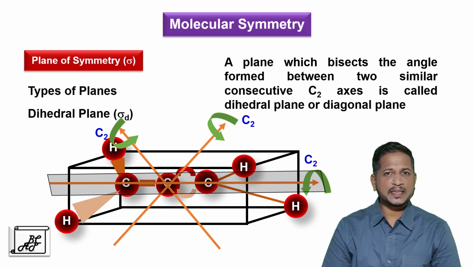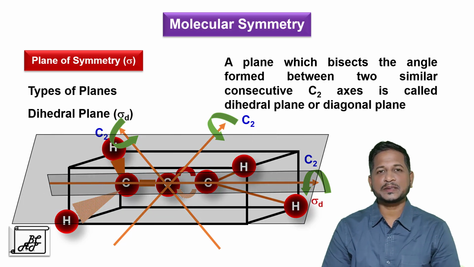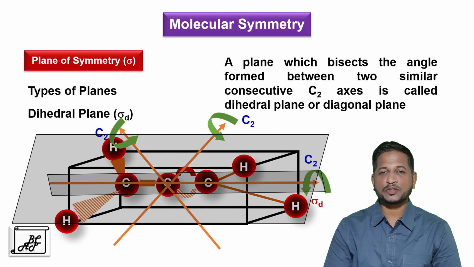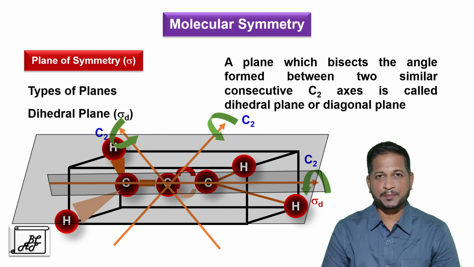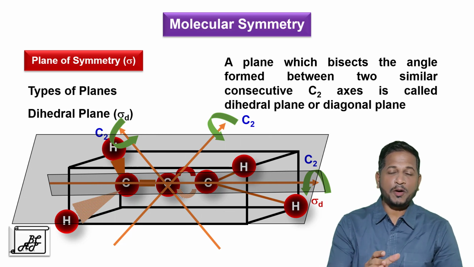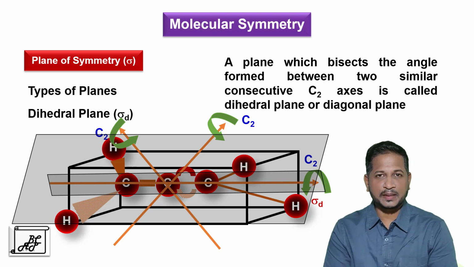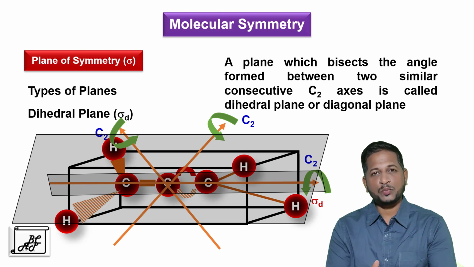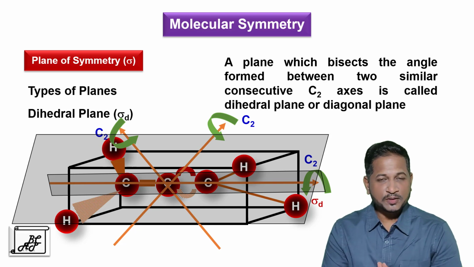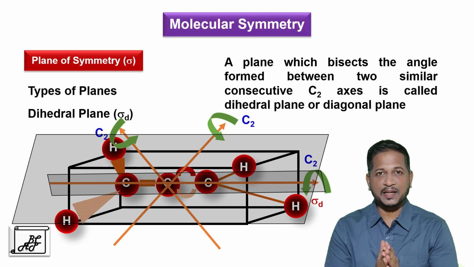We can see that there is another dihedral plane in this molecule which also consists of the third C2 axis of symmetry. So an angle formed between the first two C2 axes of symmetry is divided by the third C2 axis of symmetry. So the plane which consists of the third C2 axis of symmetry is called a dihedral plane.